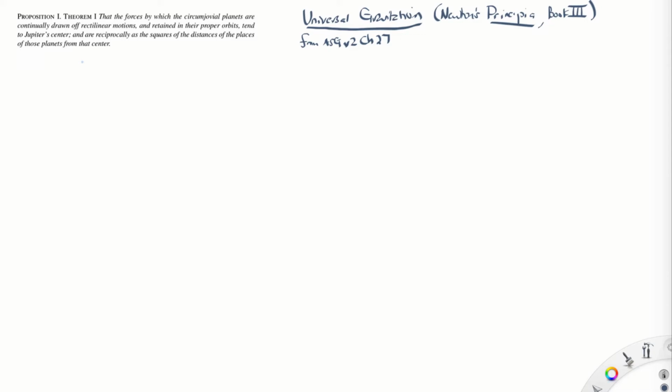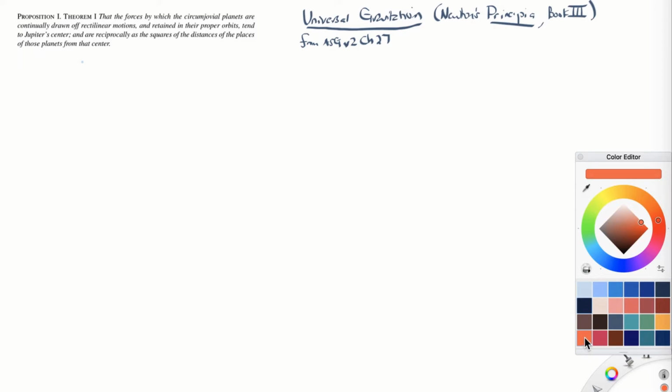So this, again, sounds a little bit complicated, but it's actually pretty straightforward. Let's break this down and see if we can understand what he's saying. If you're talking about these circumjovial planets, remember, that's an older term for the moons of Jupiter. And he's saying something about the forces that are acting on the circumjovial planets, or the moons of Jupiter.